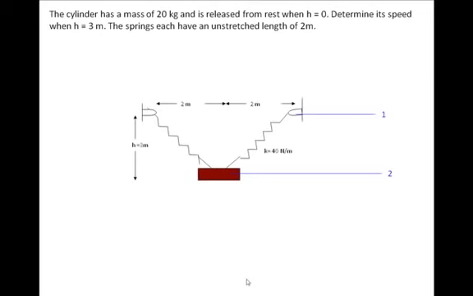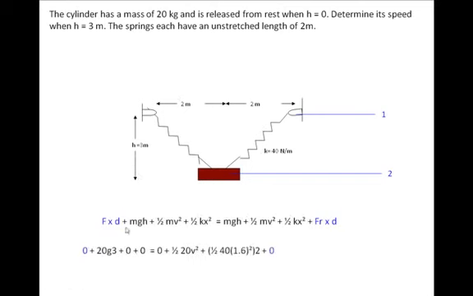Okay, have a look at one more problem. A cylinder has a mass of 20 kg and is released from rest when h is equal to 0. Determine its speed when h is equal to 3 meter. The springs each have an unstressed length of 2 meters. And k for the spring is given out here. Okay, positions 1 and 2 are clear. The equation is regular. So we plug in the numbers.